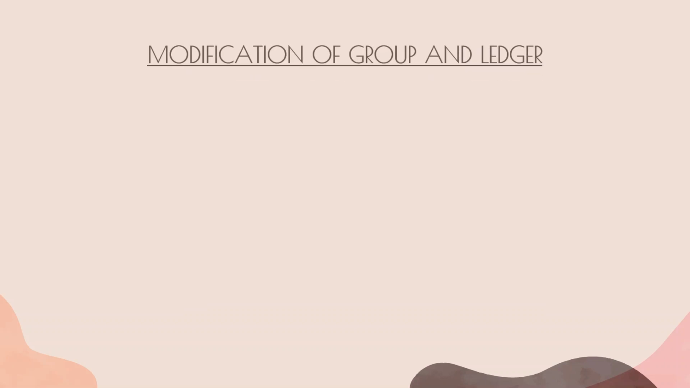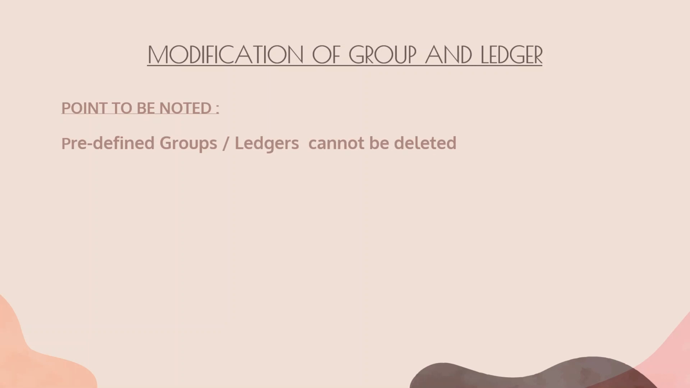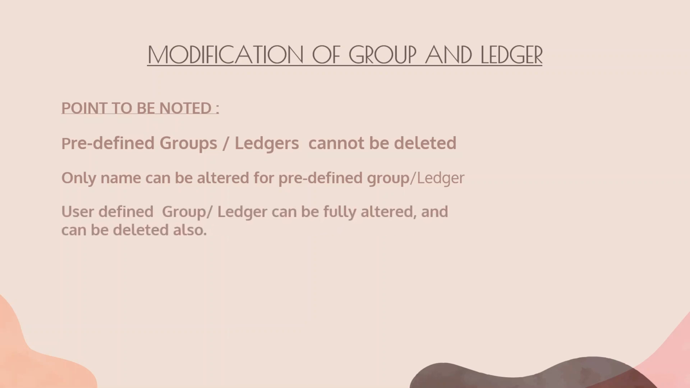Next, modification of group and ledger. See, sometimes when we want to do any modification or delete, predefined groups you cannot do anything on. But in the predefined group you can alter the name. Suppose if I have given XYZ Company Corporation Limited, if I want to change it to Suresh Traders, that I can do. But a user defined group which we have created can be altered fully, even the ledger, and even I can delete also.